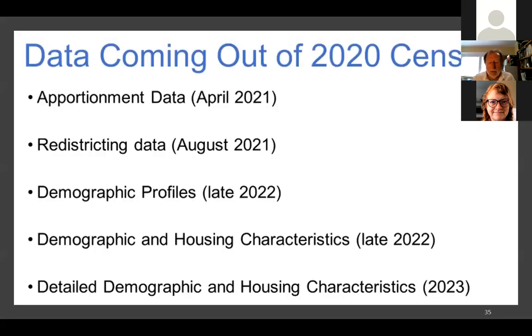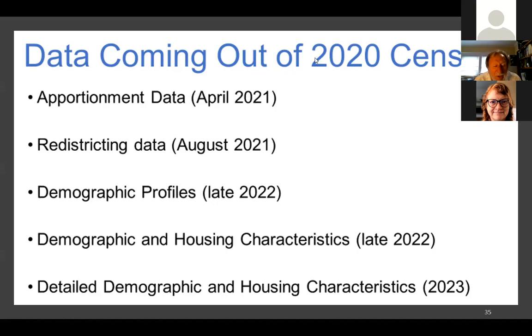Next slide. Let me just talk a little bit about the data that has come out or is coming out, so you have a sense of when to expect things. I mentioned that the apportionment data for seats in Congress came out in April of 2021. The redistricting data came out last month. The next two files that will come out are called demographic profiles and the demographic and housing characteristics. Those will be the first kind of detailed data we get on 5-year age groups and so on. And so that will be really important, but it probably won't be available until late 2022, a year from now, or maybe even more than a year from now.